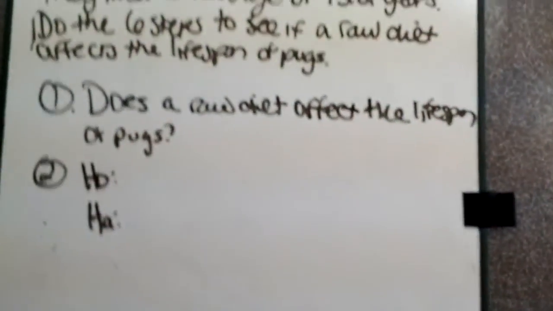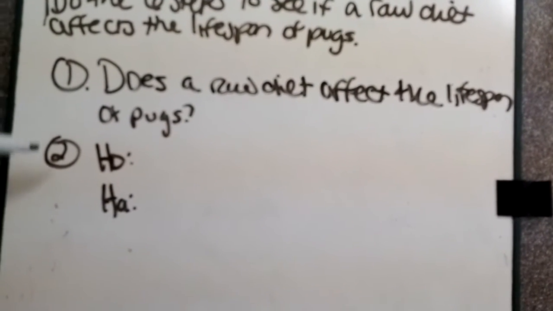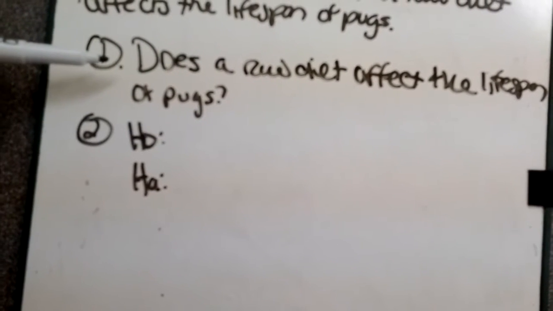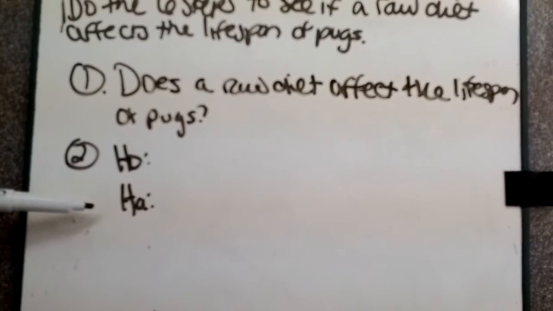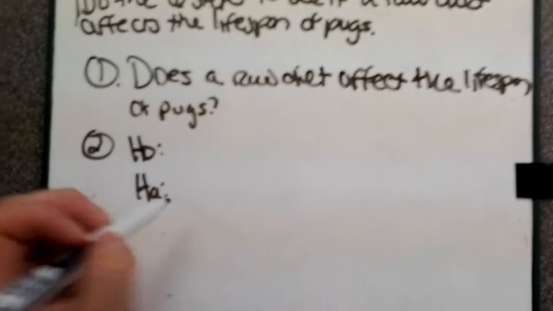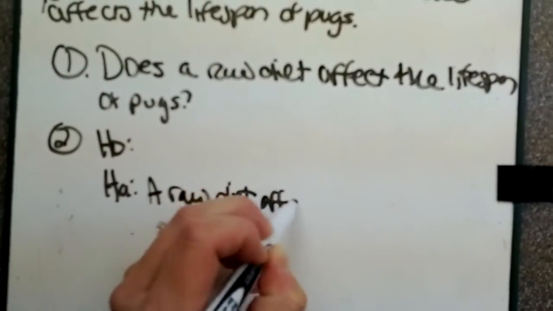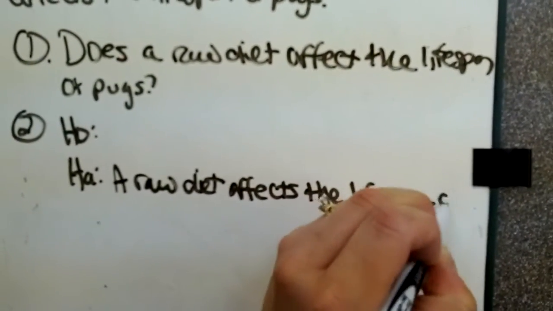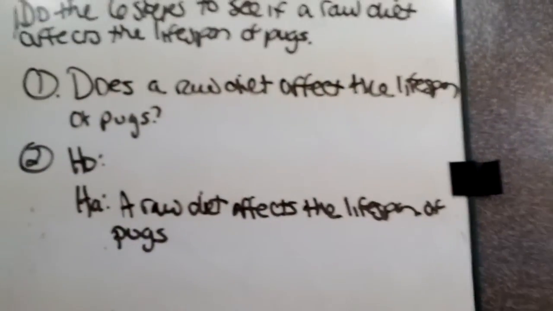So we're going to do just like we've done in class, where we take this research question and we turn it into a statement for the alternative. So how can I make the question, does a raw diet affect the lifespan of pugs, into a statement for the alternative? So hopefully you were thinking of the sentence, a raw diet affects the lifespan of pugs. Clearly I won't grade on handwriting.